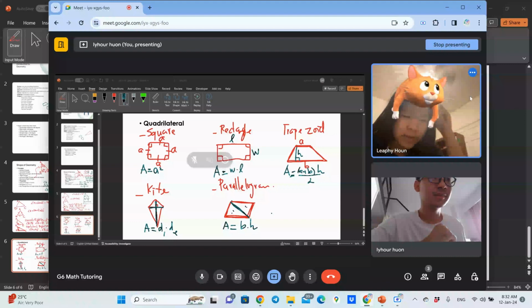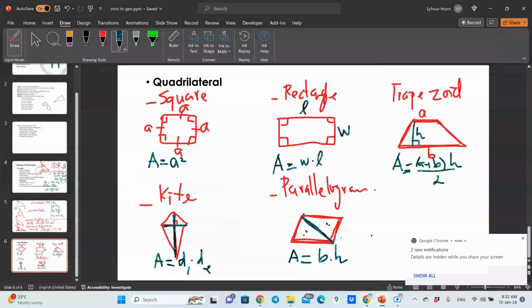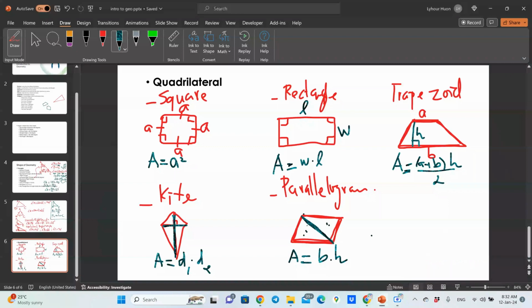Okay, height of a parallelogram. It goes from the corner to the end. What is this corner called? Which corner are you talking about? This corner, this corner, this corner, this corner. What are all of these called?